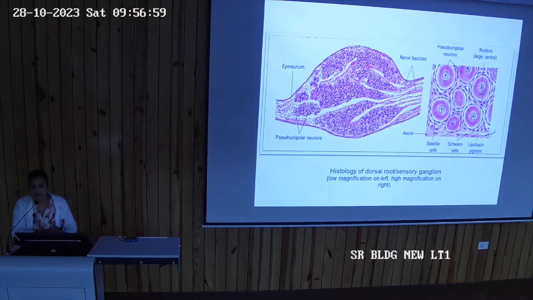dorsal root ganglion. So how are you going to identify it? Uniform pattern, they are present in groups, rounded in appearance, rounded nucleus. And in the periphery they are surrounded by the axons. One more important point that we have discussed, they have a uniform capsule covering of stellate cells. These blue colors denote the nuclei of the stellate cells which are present around the cells of the dorsal root ganglion. And why are they uniform? Because they are not synapsing with any other neuron.